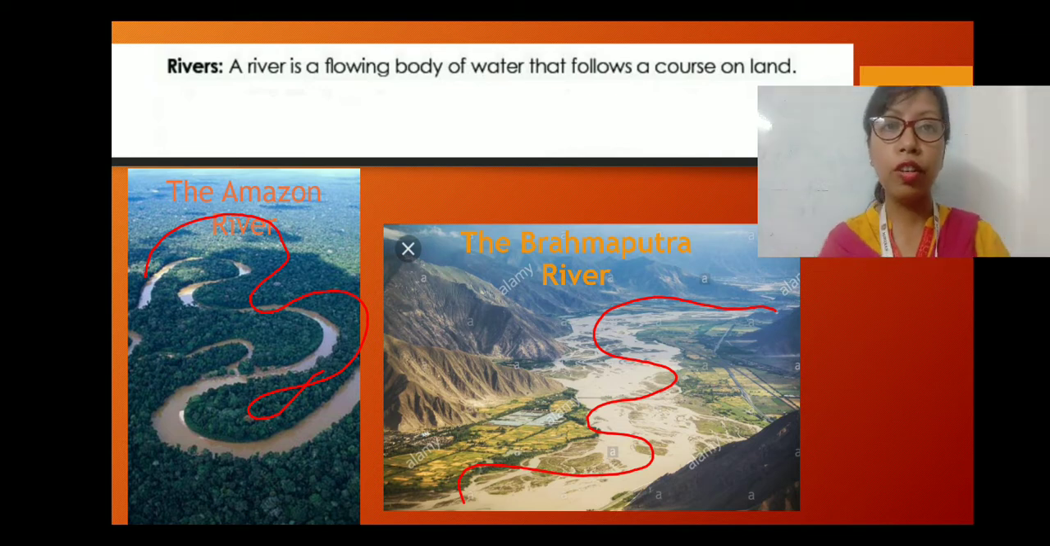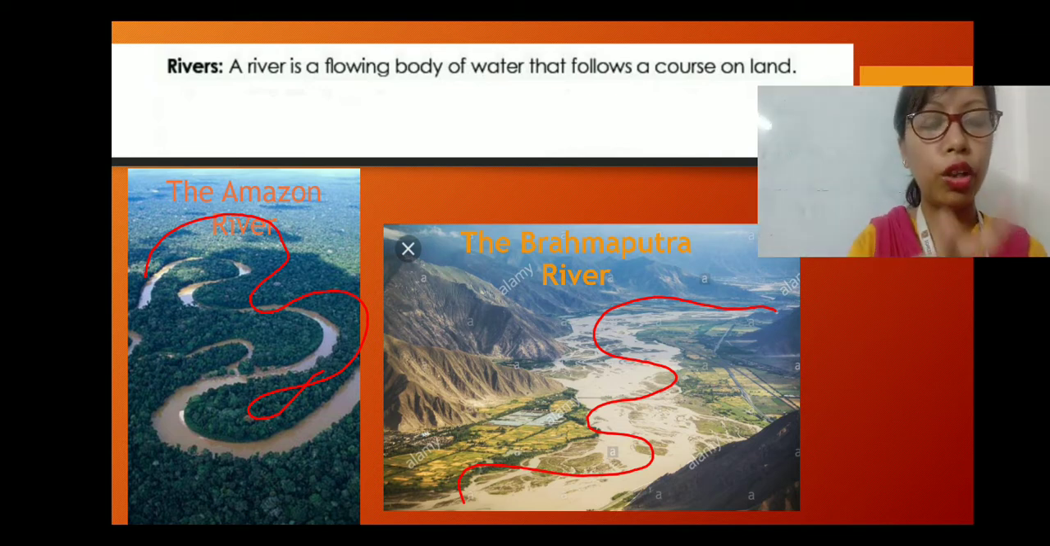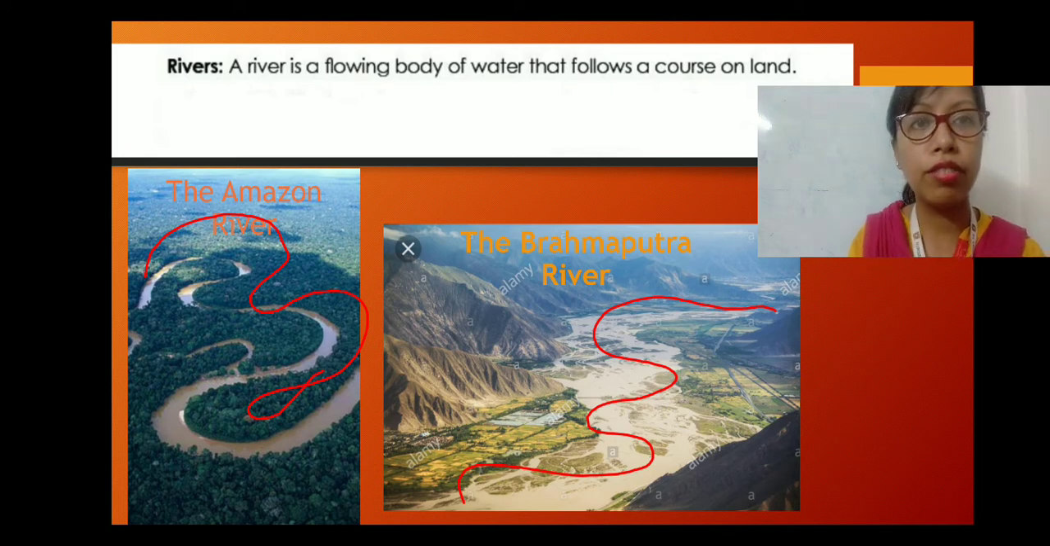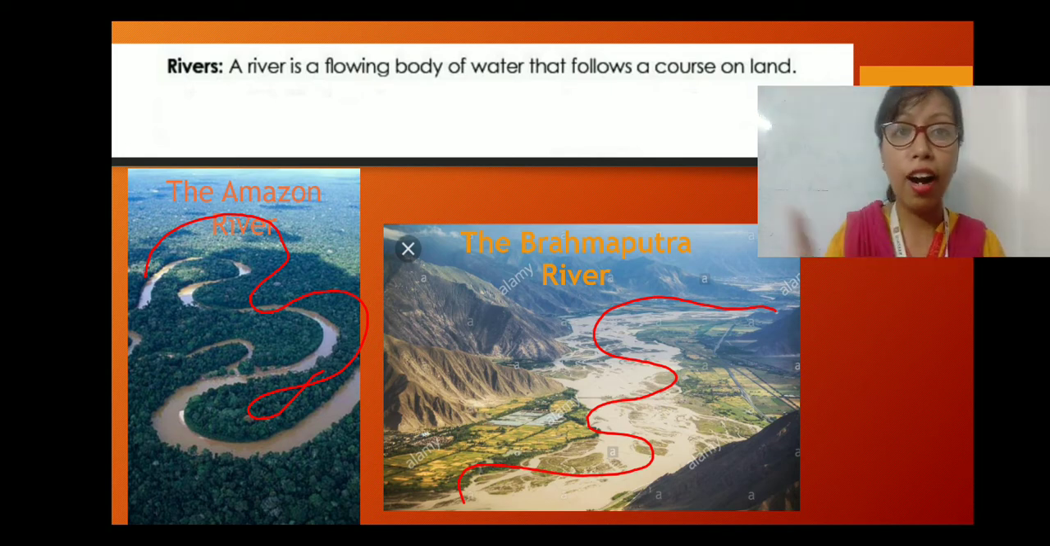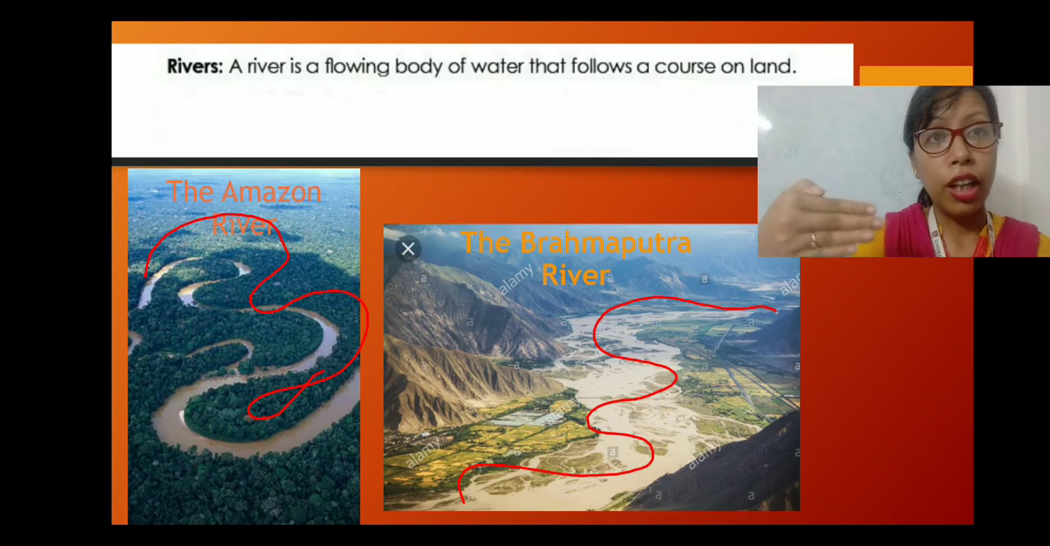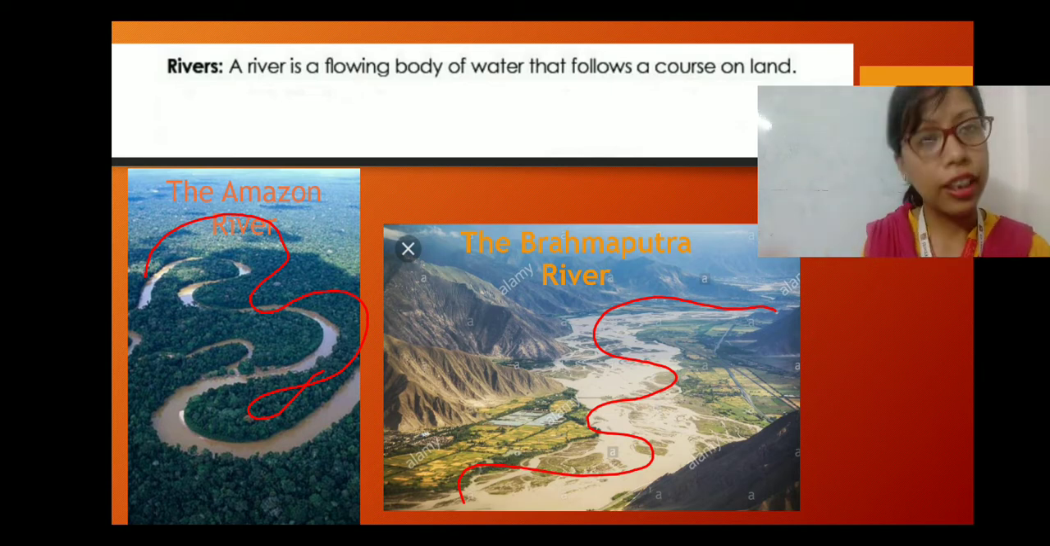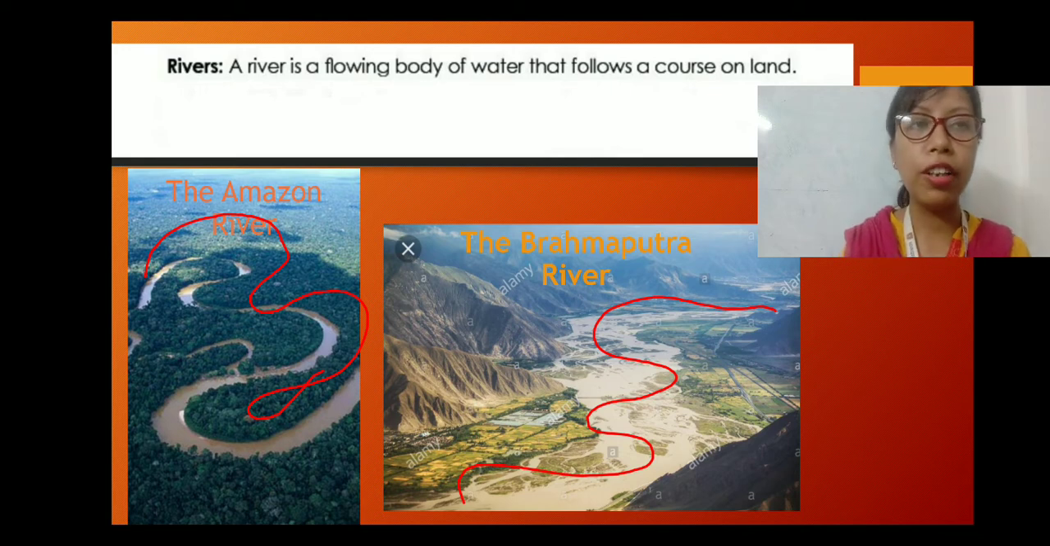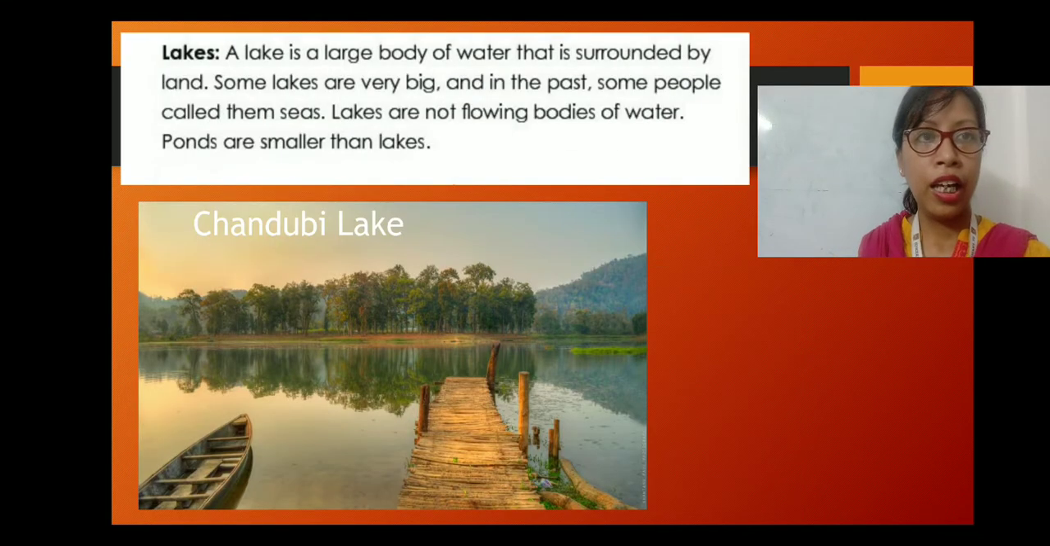Clear? So in the same way, if you look at both pictures, the Amazon river and the Brahmaputra river, the rivers are actually flowing through their own course. They are not out of their course. Correct? So this is how the river flows.